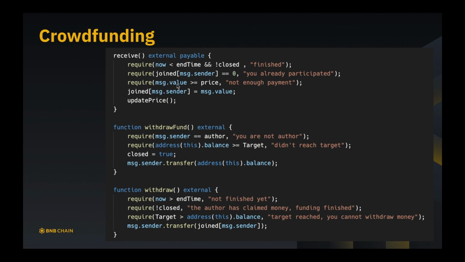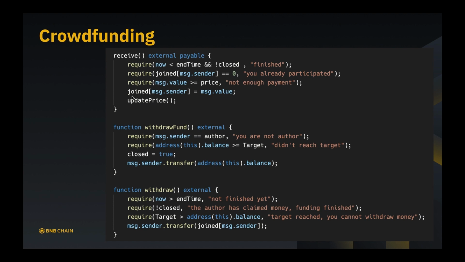Second, we require join[msg.sender] is 0, so we don't allow somebody to participate several times. Then we require msg.value is greater than the price. Otherwise, we say that's not enough payment. So notice what will happen is that if these requires fail, we cannot proceed to here. The EVM will invoke the revert function. So all the payment will be reverted, so you don't lose your money. Of course, you probably need to pay some gas, but you get your main money back.